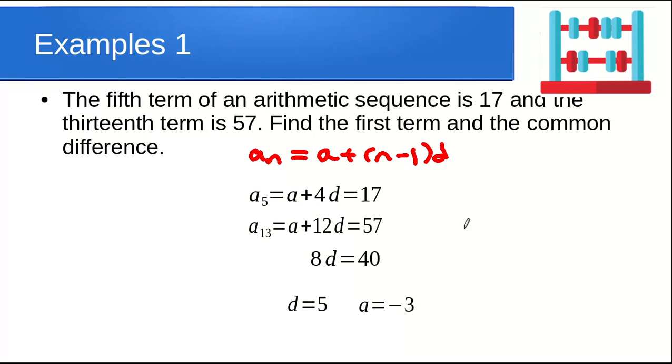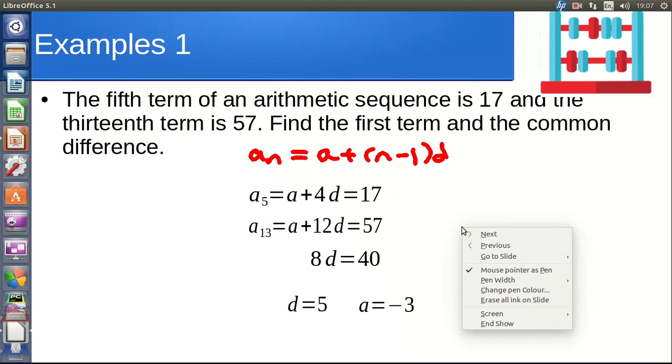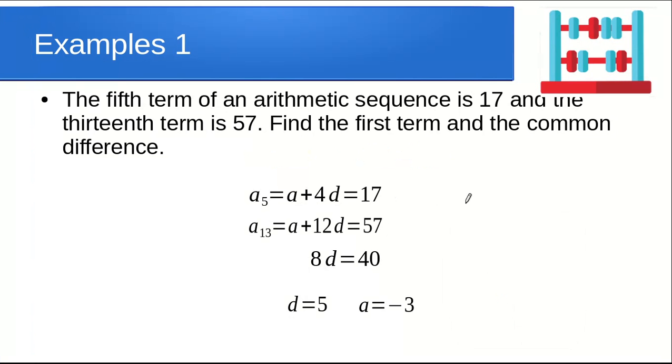Sure enough then d is 5, and using d equals 5 I can plug it into either the first equation or the second equation, and I'll get a is minus 3. And that's all there is to it. Hope that makes sense. Let's try another example. That's a fairly straightforward one. Let's try a trickier one.